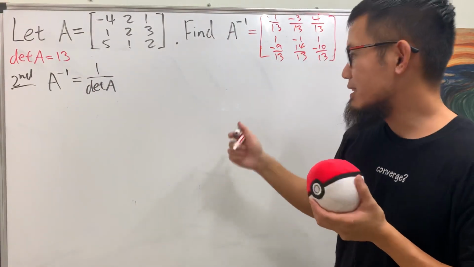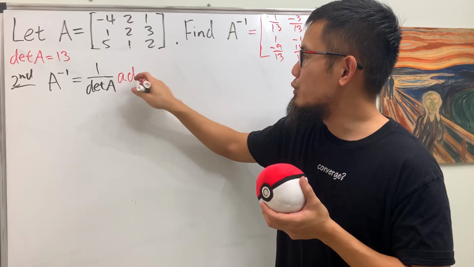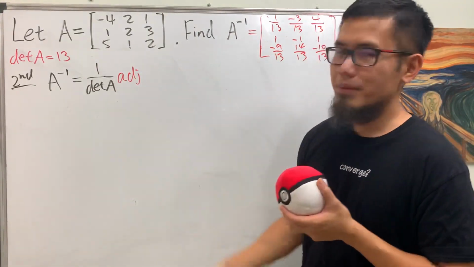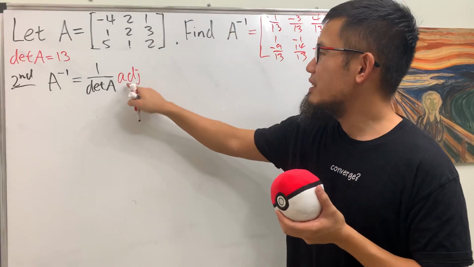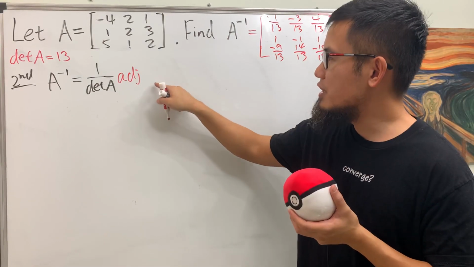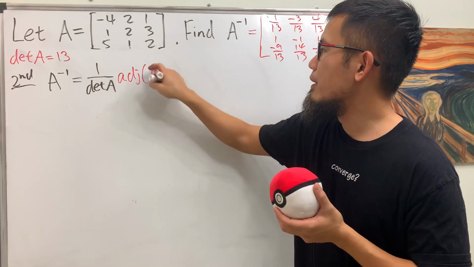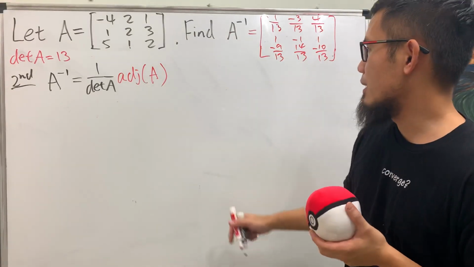Well, what's this though? This is not it. We also have to multiply by the adjugate matrix. Yeah, ADJ. It's not adjacent. It's not doing a trick right here. Adjugate, adjugate matrix of A. And now you may be wondering, what the heck is this thing? So I'm going to explain that to you guys.